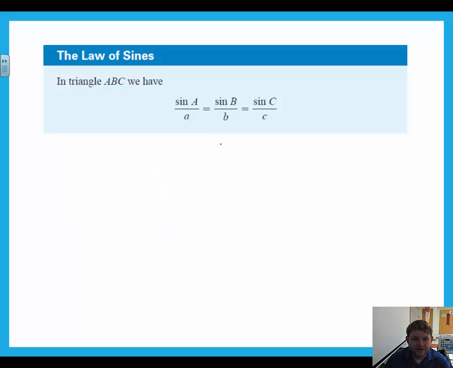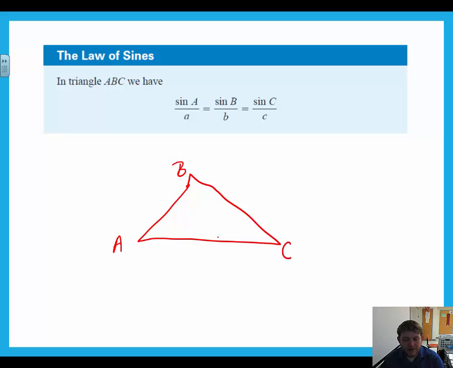Here's the law of sines. It says when you have a triangle ABC, drawn the same way that we had before, you label your angles with capital A, B, and C, and then your sides are opposite of that. So capital A is across from lowercase a, capital B is opposite lowercase b, and capital C is opposite of lowercase c. So for triangle ABC, every time, sine of capital A over little a is equal to sine of capital B over little b, which is equal to sine of capital C over little c.